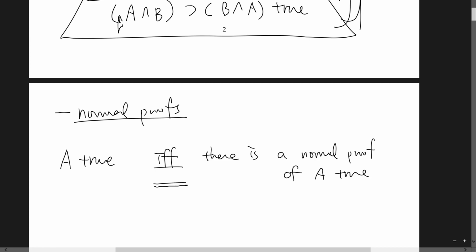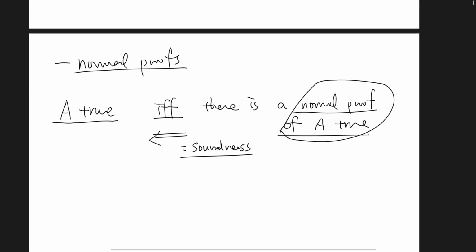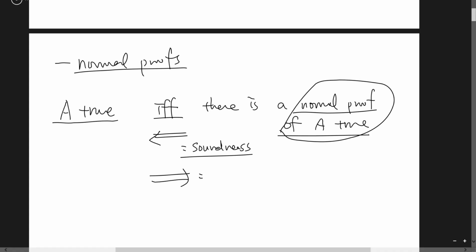So this direction can be interpreted as soundness of normal proof, which simply says that if there's a normal proof of A true, then we have a proof of A true. That is, a normal proof is a valid proof, or just a normal proof is a particular case of an ordinary proof. The other direction is called completeness, which says that if there is a proof of a judgment A true, then there must be a normal proof of it.